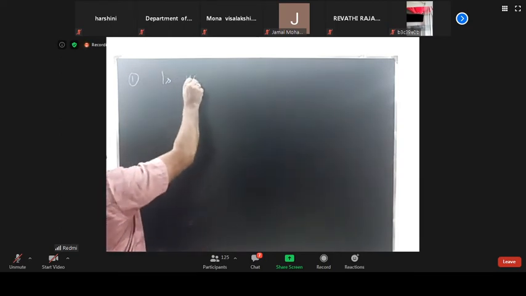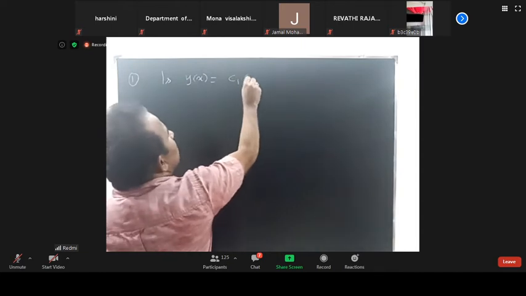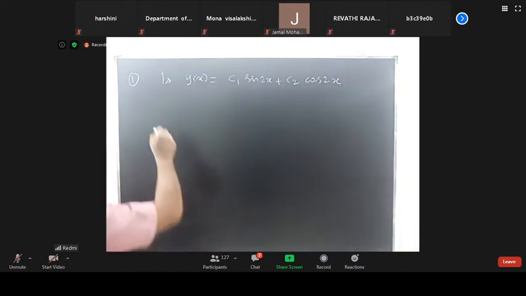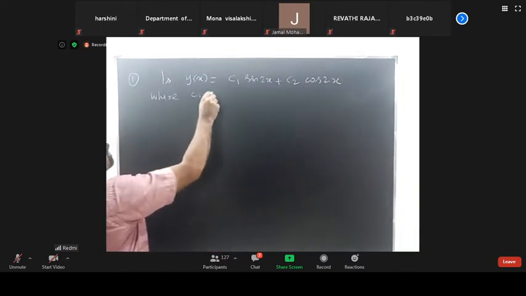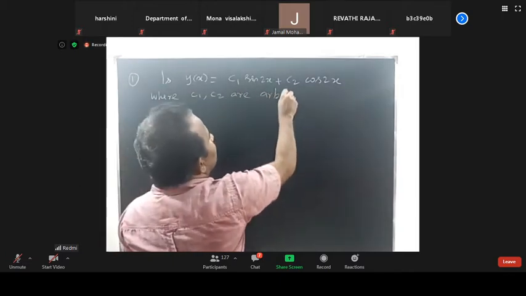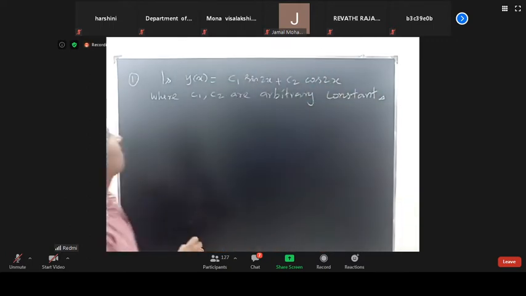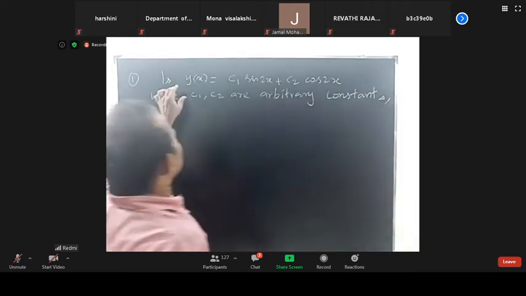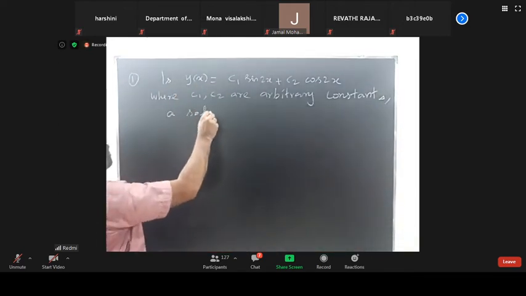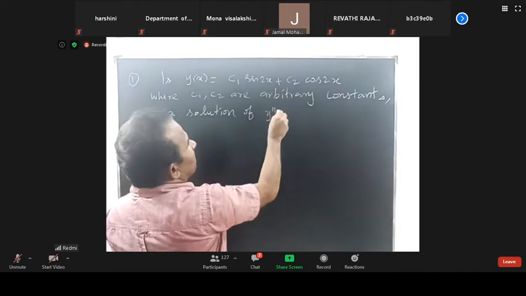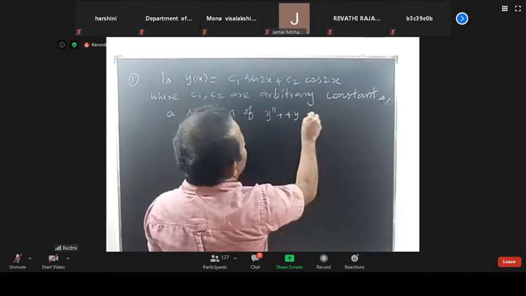Now, I'm asking one question. Is y of x equal to c1 sin 2x plus c2 cos 2x, where c1 and c2 are arbitrary constants, a solution of y double dash plus 4y equal to 0?